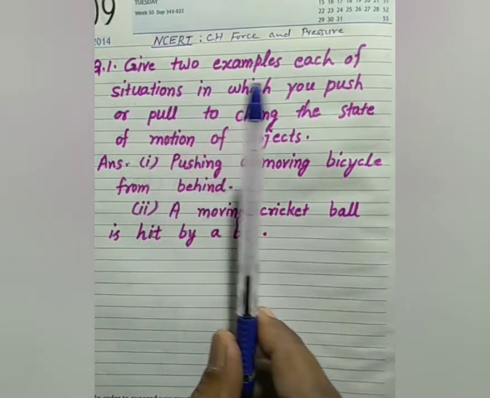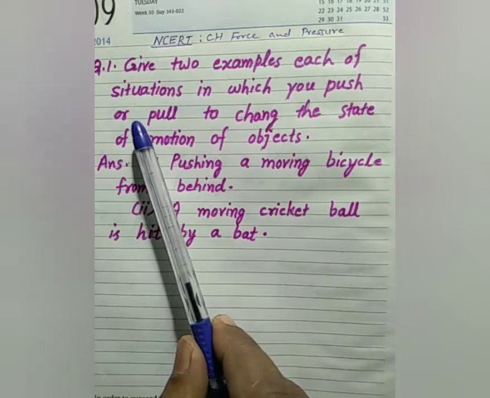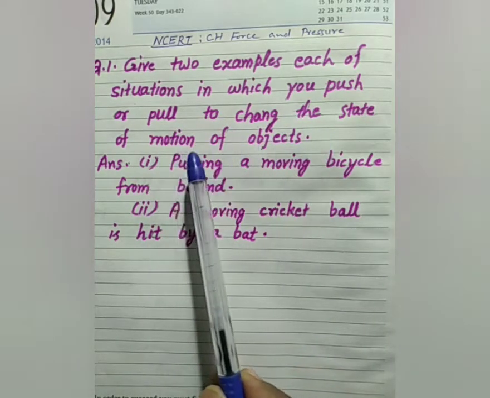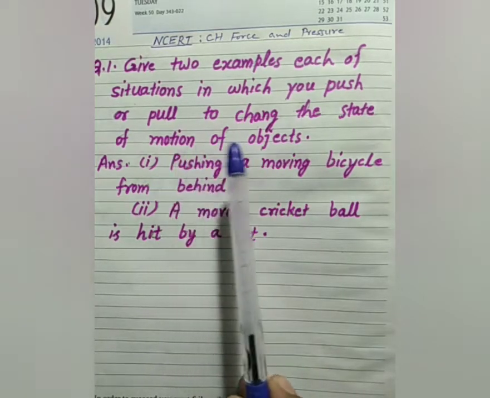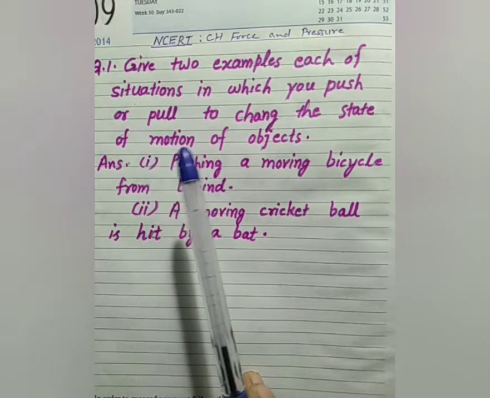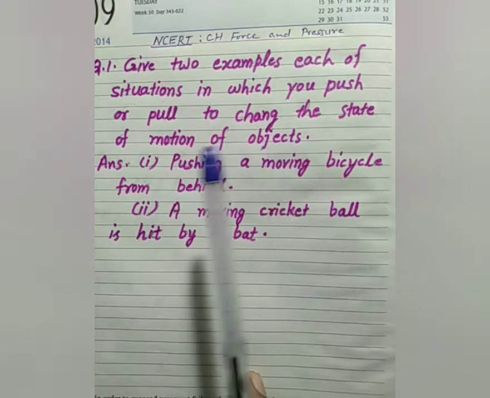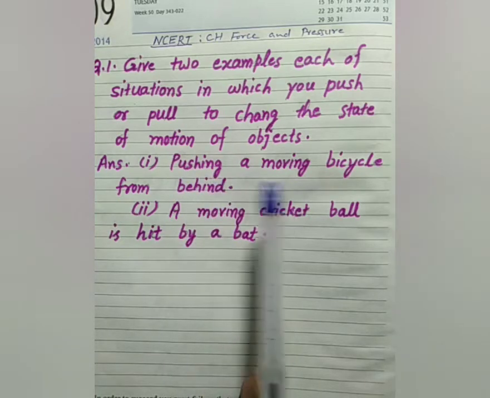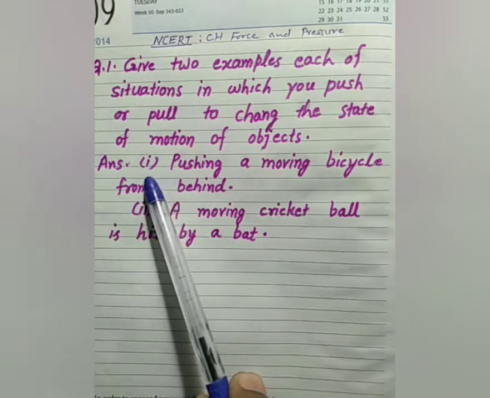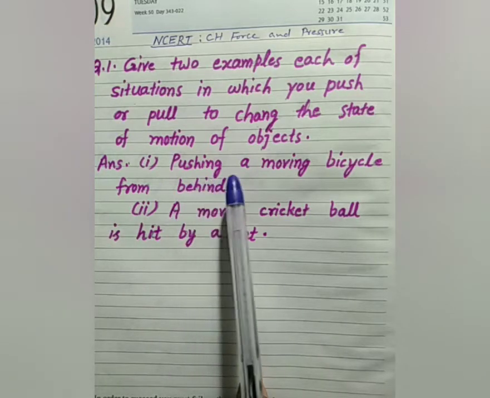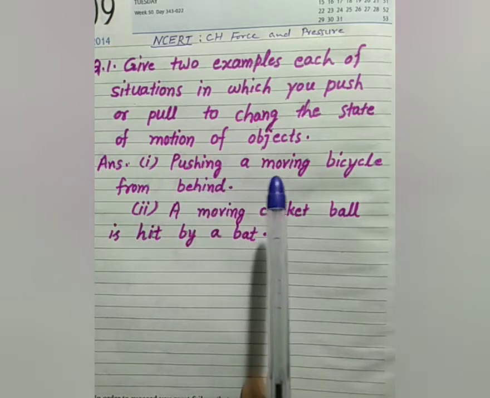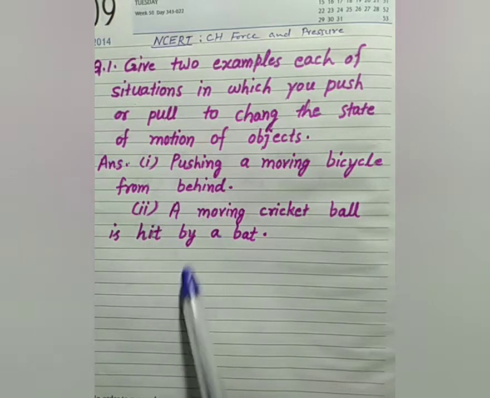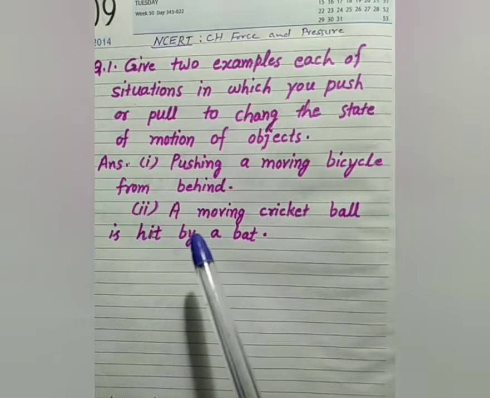I am repeating: two examples each of situations in which you push or pull to change the state of motion of objects. As we have discussed in the chapter, push or pull means force, and force can change the state of motion of the object. So we can give two examples from our surroundings in which pushing or pulling can change the state of motion.